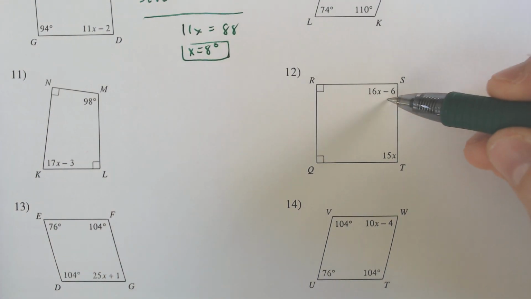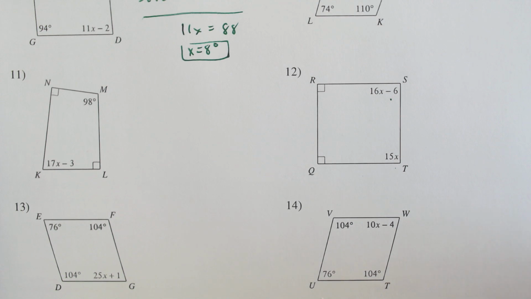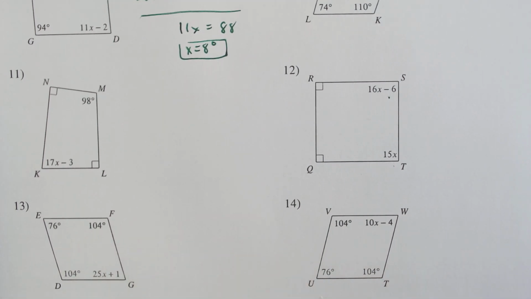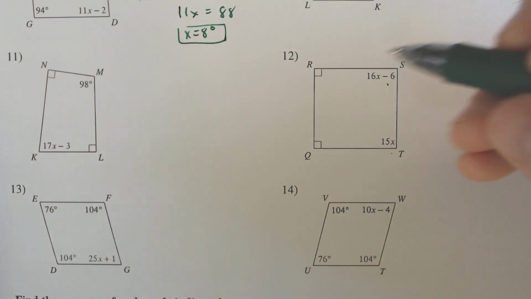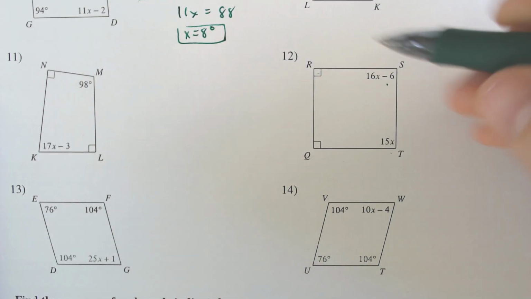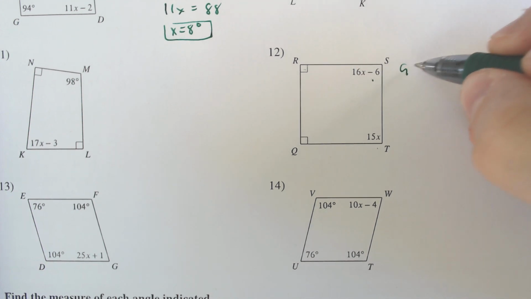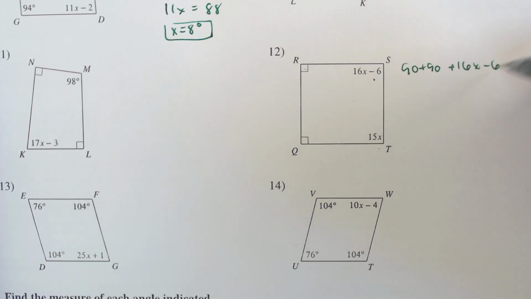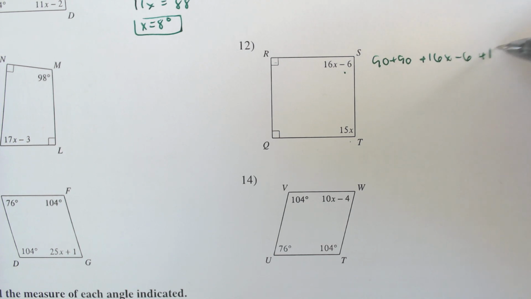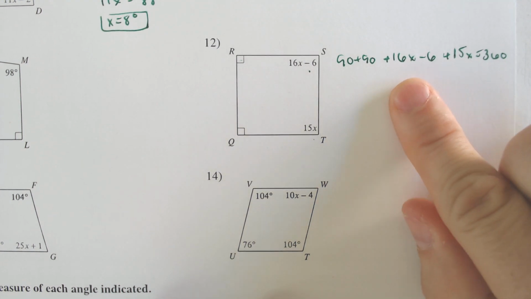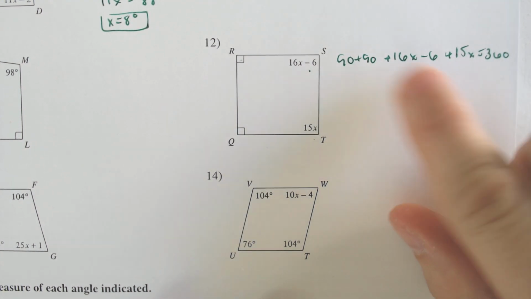So I cannot just set the 16x minus 6 equal to the 15x. We don't know that they equal each other. We don't know that they equal 90. They might, but we don't know. What we do know is that all four angles of a quadrilateral, added together, have to equal 360 degrees.